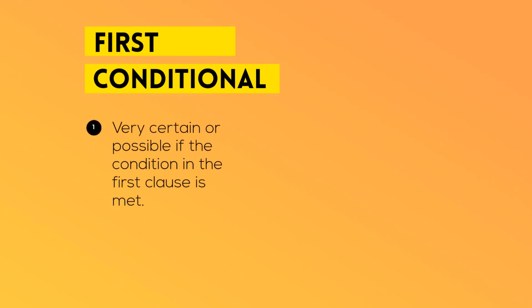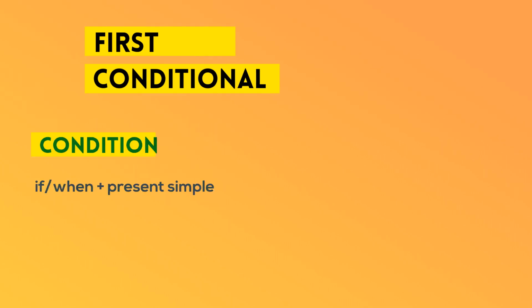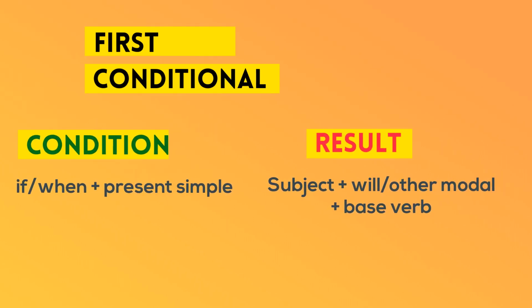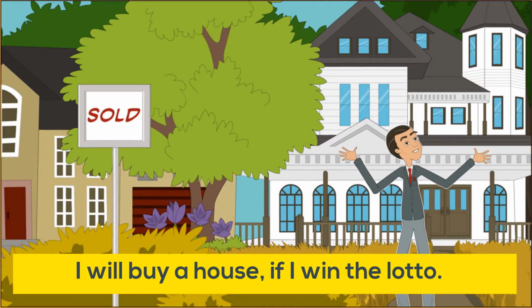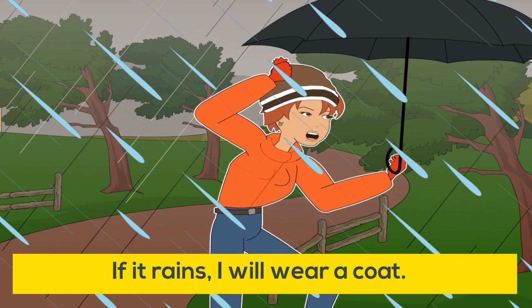We use the first conditional for something that is very certain or possible if the condition in the first clause is met. If or when plus the present simple with the result subject plus will or another modal plus base verb. I will buy a house if I win the lotto. If it rains, I will wear a coat.